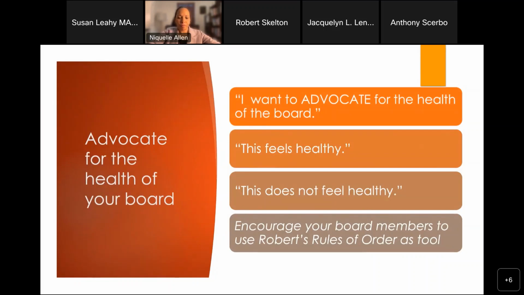So these are some statements I want you to work into your daily language around how you're working with the board. I want to advocate for the health of our board meetings. This feels healthy. This doesn't feel healthy. And then encourage your board members to access the Roberts Rules Made Simple individual training program so that you can collectively learn and understand the fundamentals. Start becoming an advocate.